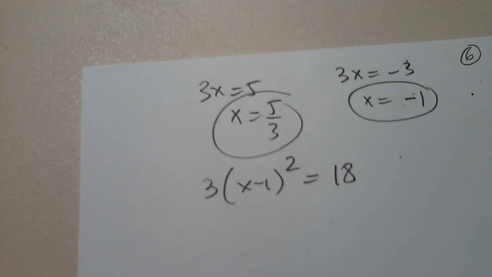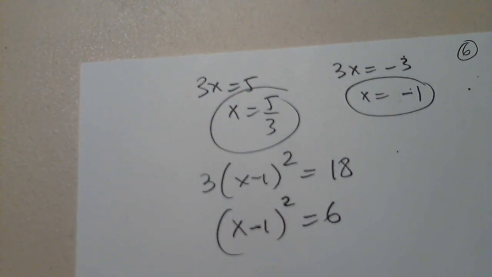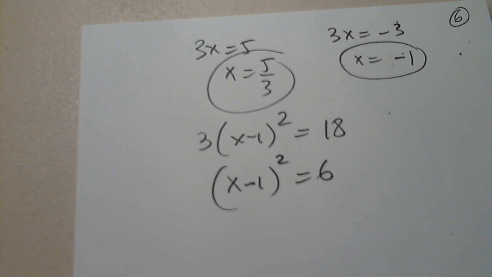So, any suggestions? Divide by 3. Oh, of course I have to divide by 3. X minus 1 squared equals 6. Perfect. And now, what procedure should I apply? And it has to be to both sides. Whatever I apply, it has to be to both sides.